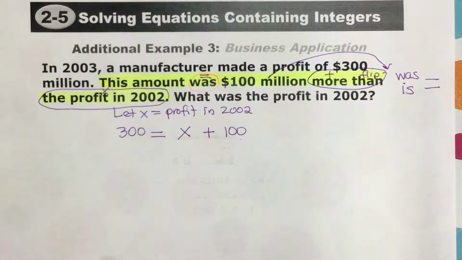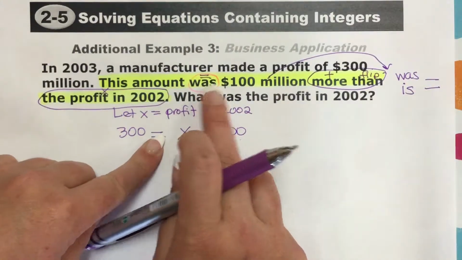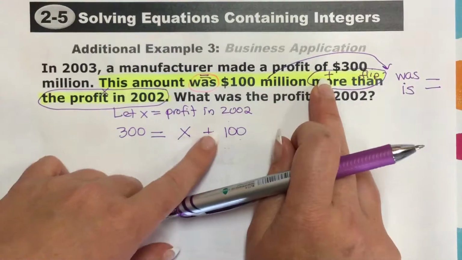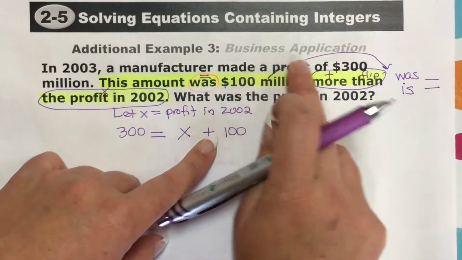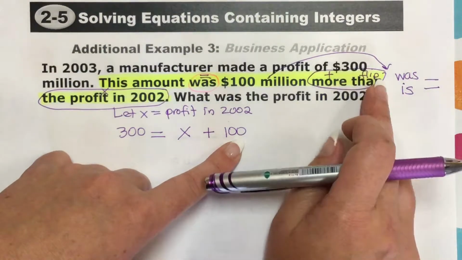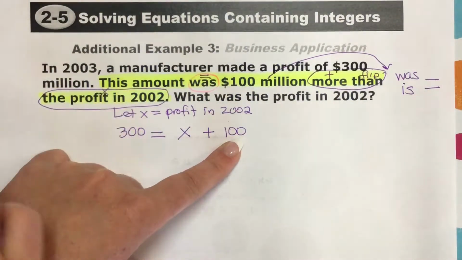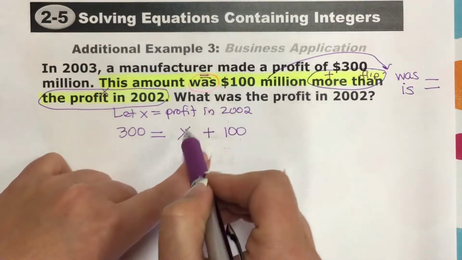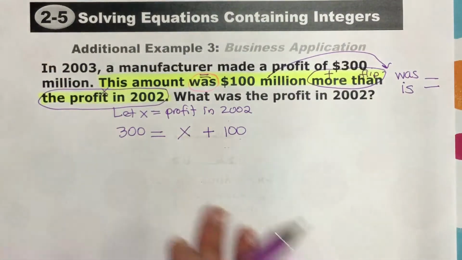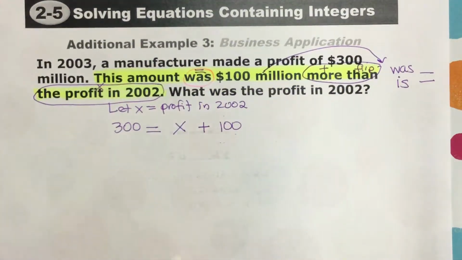And there we have our one-step equation. This amount, 300, was, which is equals, 100 million more, there's our plus, than, which means the 100 million flips to the back of the addition sign. Whatever is after the words more than, the profit in 2002, which is our x, flips to the front of the addition sign. So that sentence is really key to this problem because that is the equation.